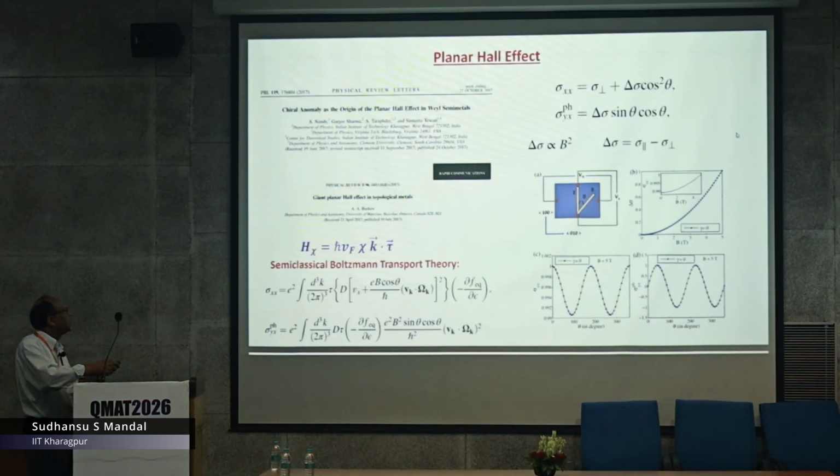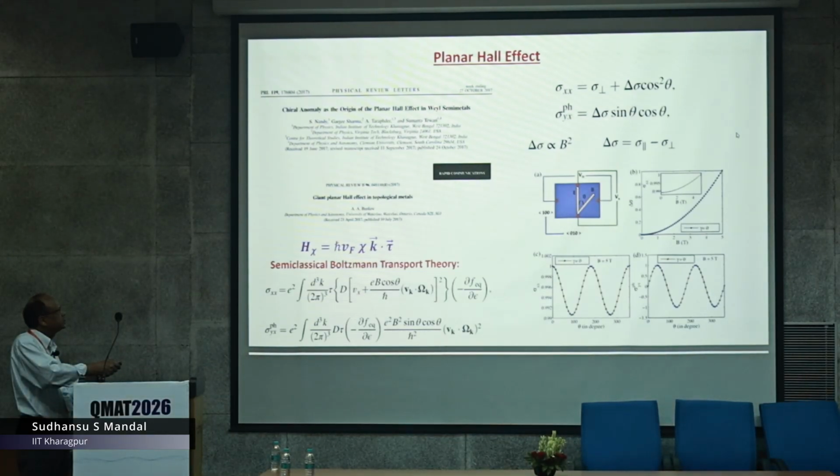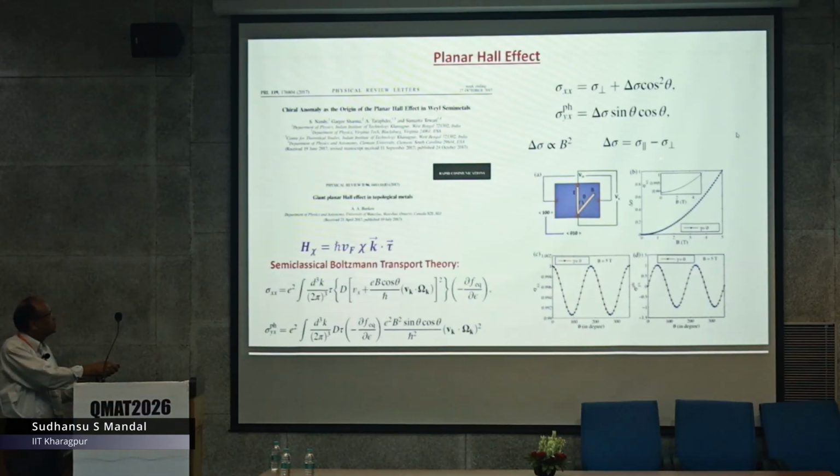conductivities. So sigma xx has an anisotropy, which is cos square theta. There is a sigma perpendicular, which is the Drude conductivity. And then there is a delta sigma cos square theta. And in yx, the Hall, this is delta sigma sine theta cos theta. And delta sigma has been predicted to be proportional to the square of the magnetic field. So if you measure the diagonal transport when the electric field and magnetic field are parallel, that is sigma parallel, and if they are perpendicular, the difference between these two is the delta sigma.